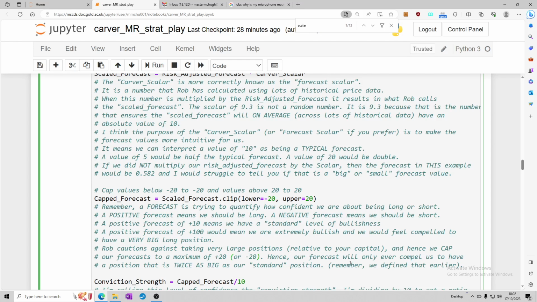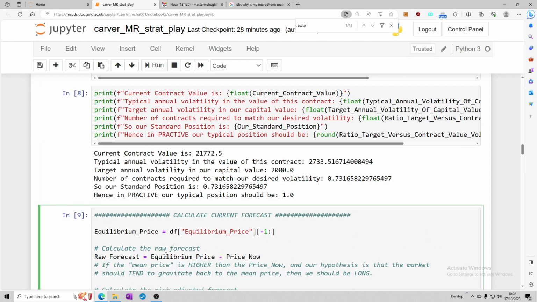So our forecast will only ever compel us to have a position that is twice as big as our standard position. And we did define what a standard position for us is earlier. The standard position is 0.73 contracts, or in practical terms, 1 contract.